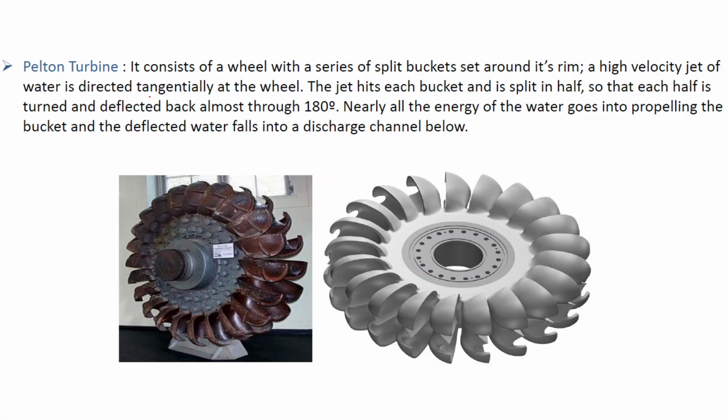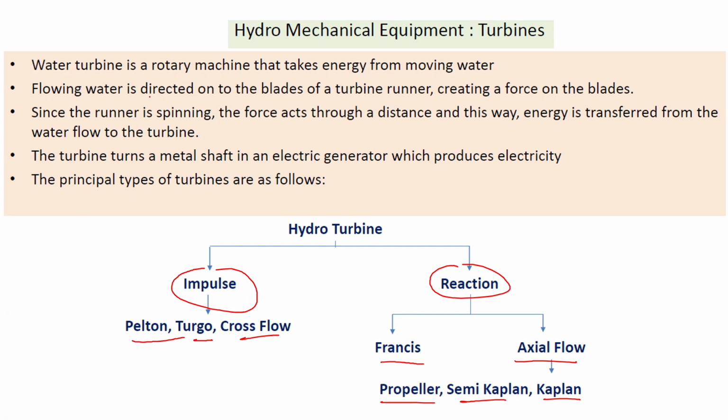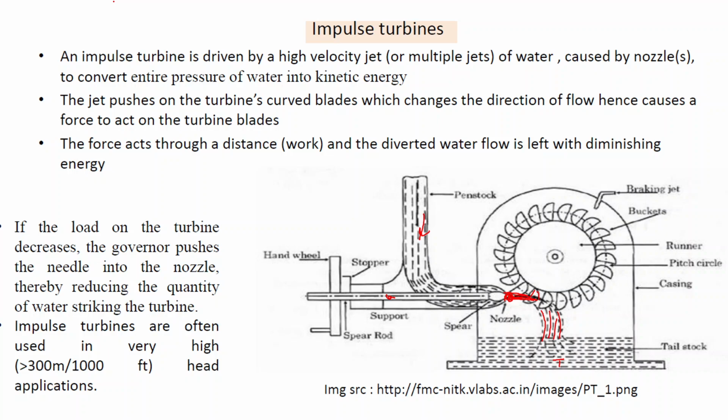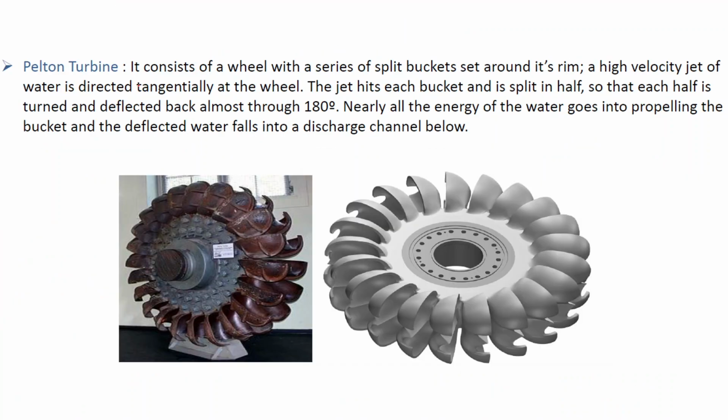So these are the types of impulse turbine, as I told you: Pelton, turgo, and crossflow. So this is a Pelton turbine. You can see they have a kind of cups, double cups. One is this one and the other is this one. It consists of a wheel with a series of split buckets around its rim, and a high velocity jet of water is directed tangentially. Suppose it is coming this way.